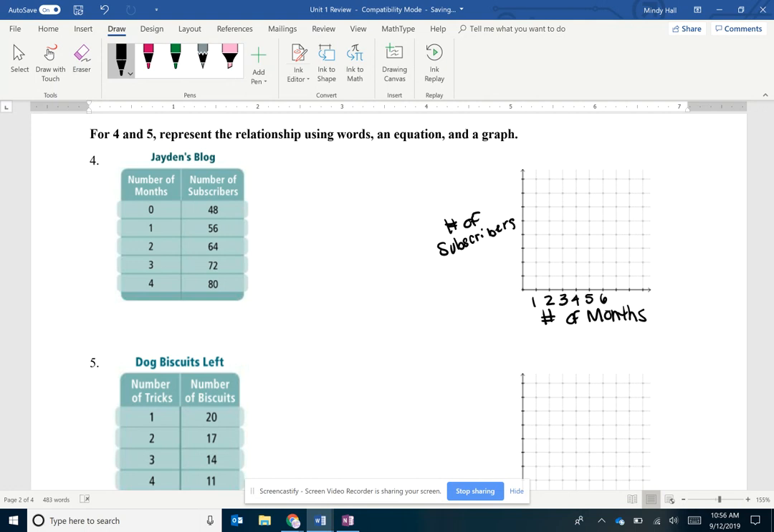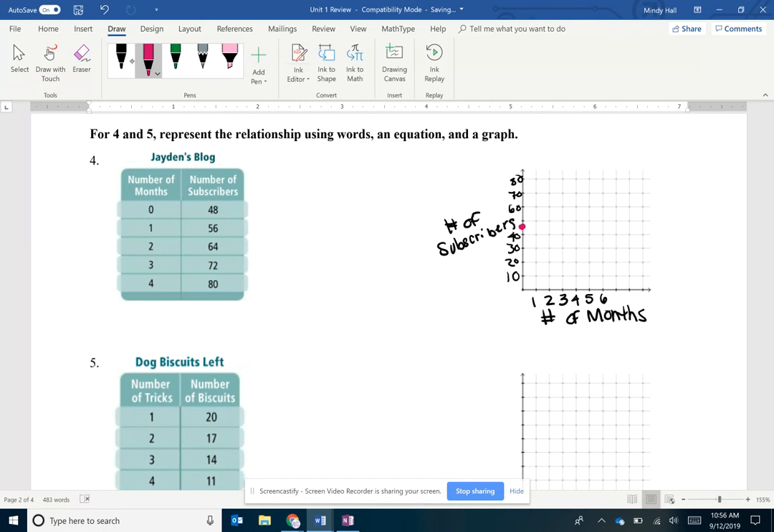And then I have to go from 40 to 80. And looking at the lines, I have 1, 2, 3, 4, 5, 6, 7, 8. I have 8, so I'm going to count by tens. 10, 20, 30, 40, 50, 60, 70, 80. So then you're just going to plot the points. At 0, he had 48 subscribers. So he had some people subscribe to him before he started keeping track.